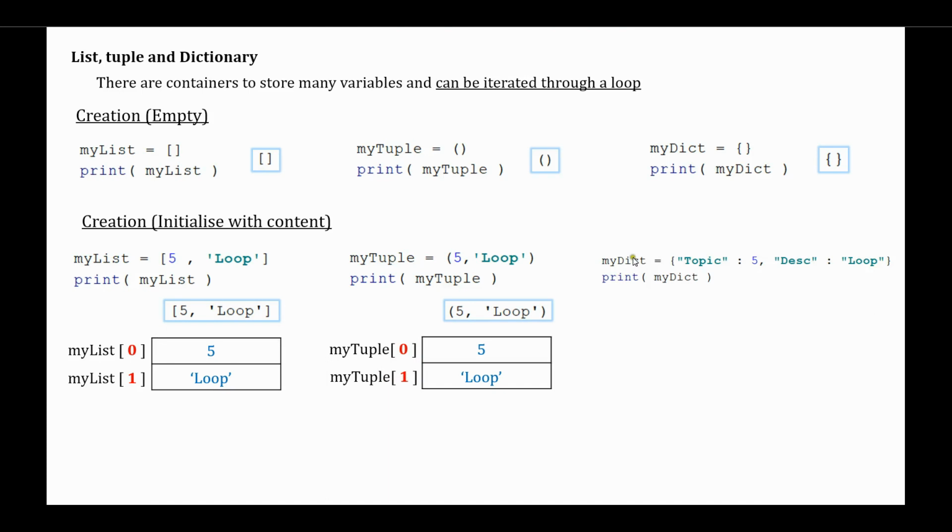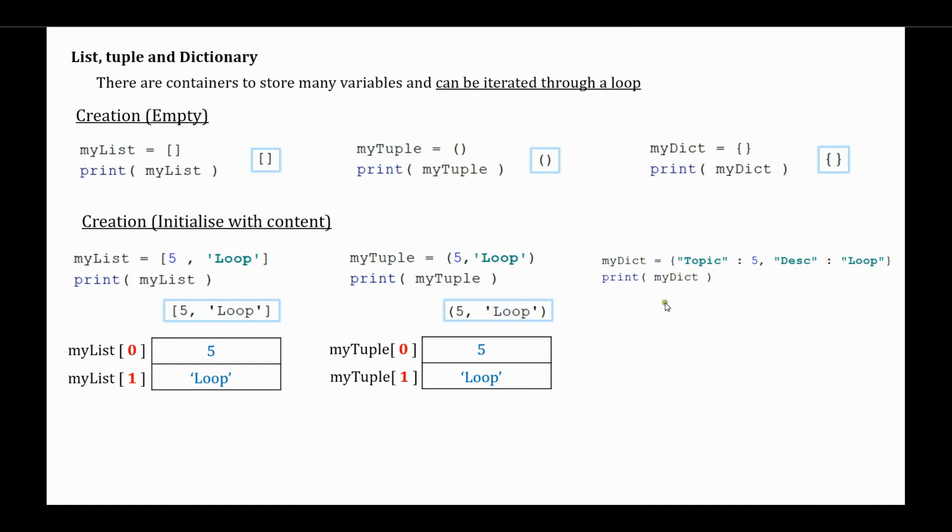This is how we create a dictionary with some values. Similarly, we want to create a value 5 and a string loop. We create it like this. It's also separated by comma, and you see the 5 here and the loop here. But you'll see something additional. Before the 5, there is a string with a colon. Before the loop, there's also another string with a colon.